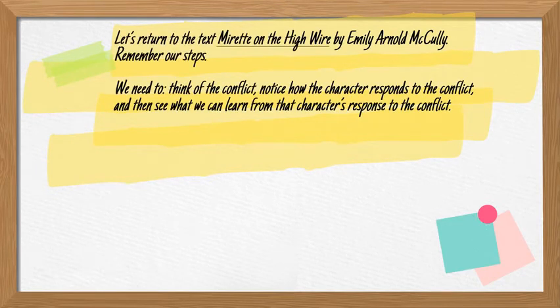Let's return to the text Merit on the High Wire by Emily Arnold McCulley. Remember our steps. We need to think of the conflict, notice how the character responds to the conflict, and then see what we can learn from the character's response to the conflict.